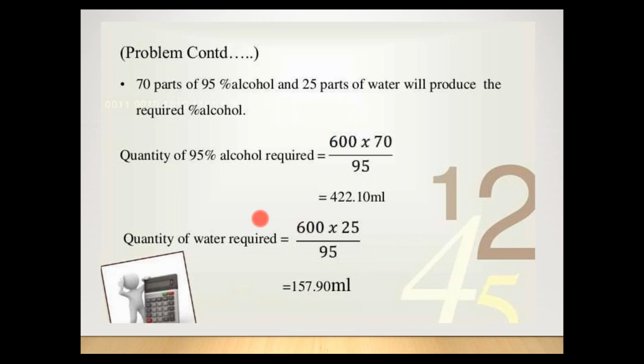So you can always stop till here. Quantity of 95% alcohol you can calculate. You will get 422.1, and you can simply subtract 422.1 from 600. So 600 minus 422.1 will give you 157.9 ml of water. Understood this particular example?